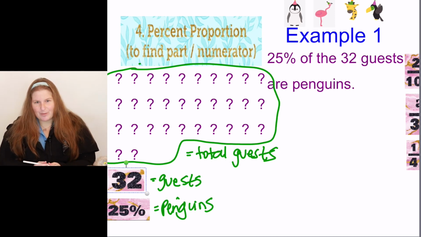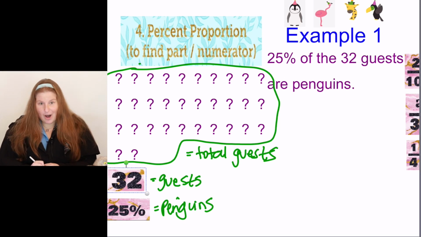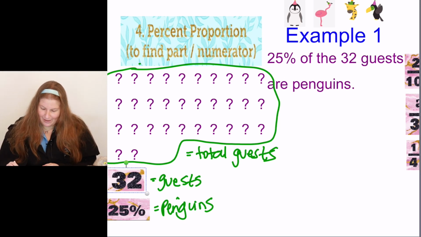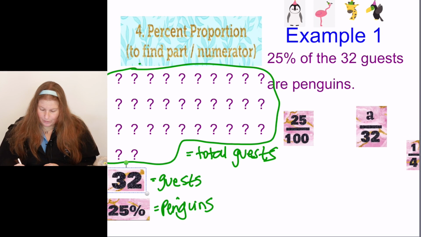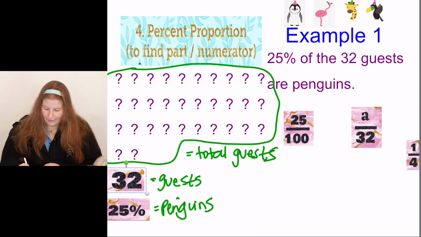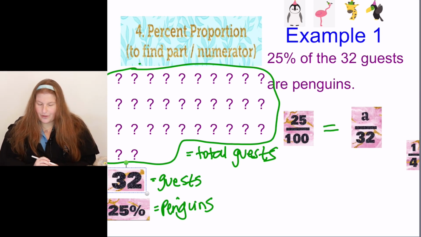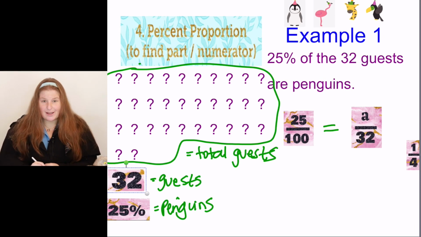Let's write a percent proportion equation to find out how many of these are penguins. So I'm going to write my equation where the percent is equal to 25 over 100, and the proportion is equal to an unknown number. I'm using the variable a over 32. When we're solving a percent proportion equation and we're looking for a missing part of a whole, we can use a as the variable. You could really use any letter you want, but most examples have a.